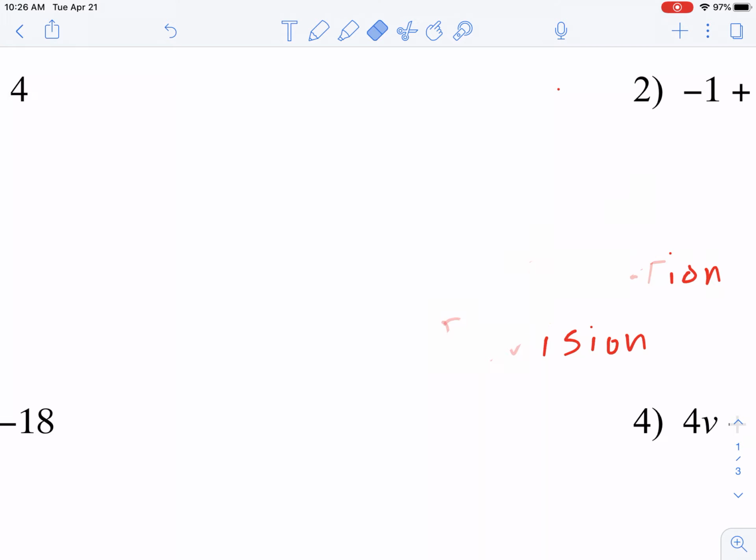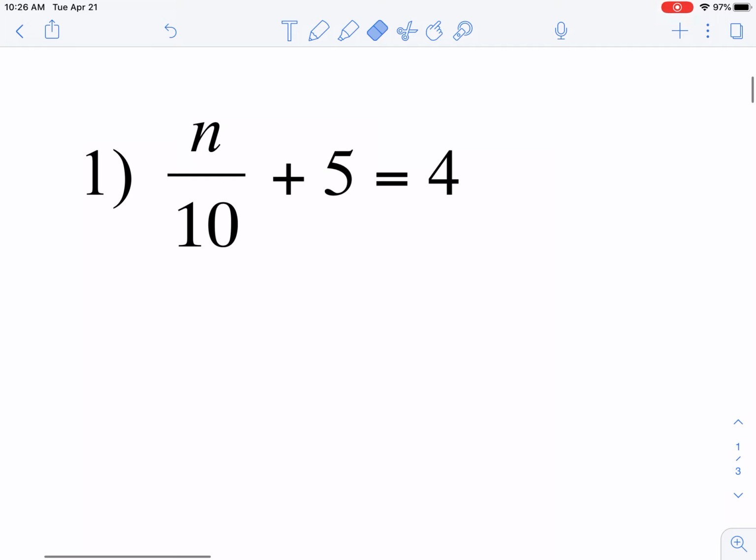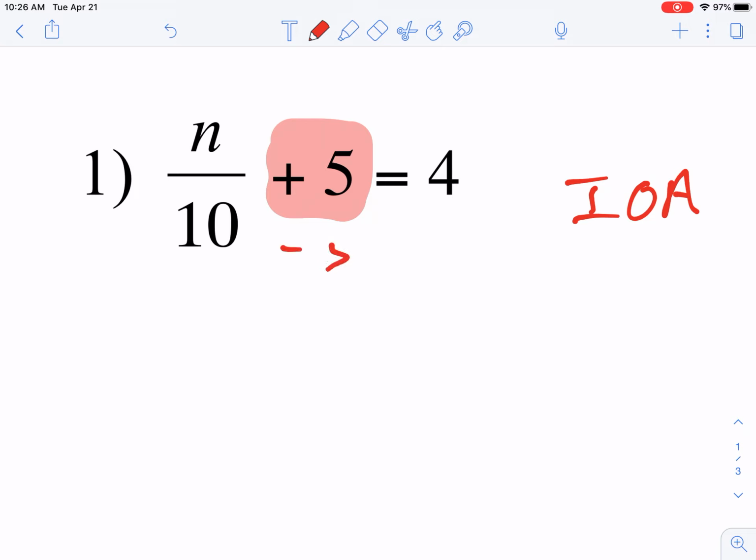If we look at number 1, we can see that this problem says n divided by 10 plus 5. So the first thing you're going to do is the inverse of addition. I want to do the inverse of addition because of this plus 5. My ultimate goal is to get that n by itself. So the inverse, the opposite of plus 5, would be minus 5. And you're going to do this to both sides of the equation. And sometimes I like to draw a little line to separate each side through the equal sign.